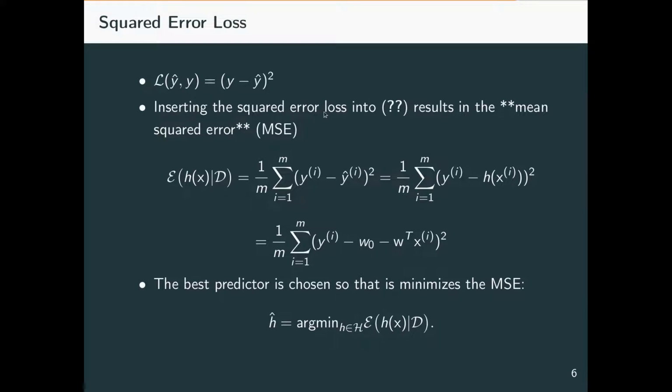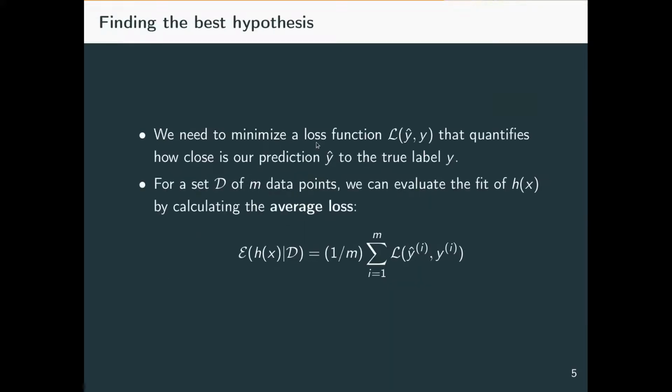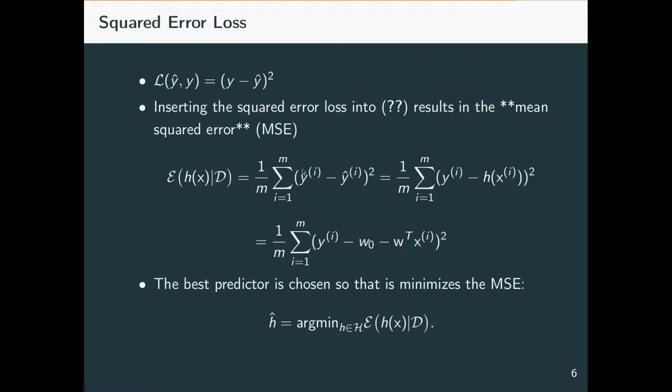Inserting the squared error loss into the previous function we saw, the average loss, we get the mean squared error, abbreviated as MSE. You will also see that a lot when Googling related stuff. If you expand it further, you will end up with this formula. It's pretty straightforward, but in Python you have that already implemented, so there's no need to implement it yourself.